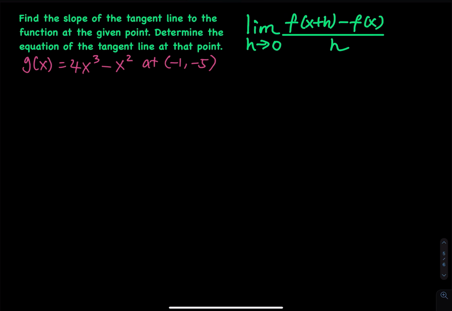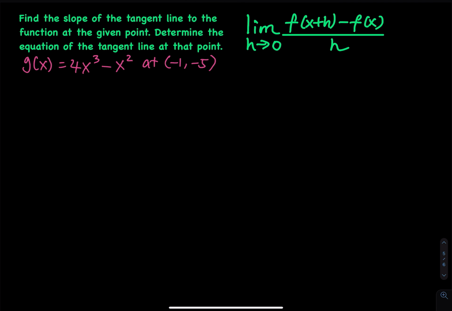I have a function g of x equals 4x to the third minus x squared at a point (-1, -5). The point is when x equals -1, you have -4 minus 1 equals -5. So in other words, that point is a point on the curve. What I am trying to do is, first of all, use the limit definition of the derivative to find g prime of x, and then determine the slope of the function at that point, and then use that to build a tangent line.